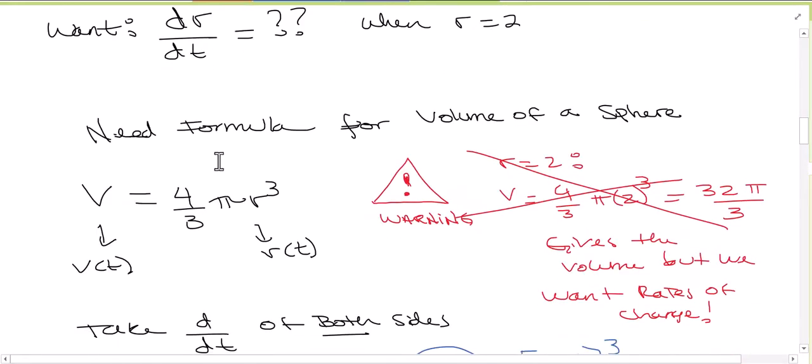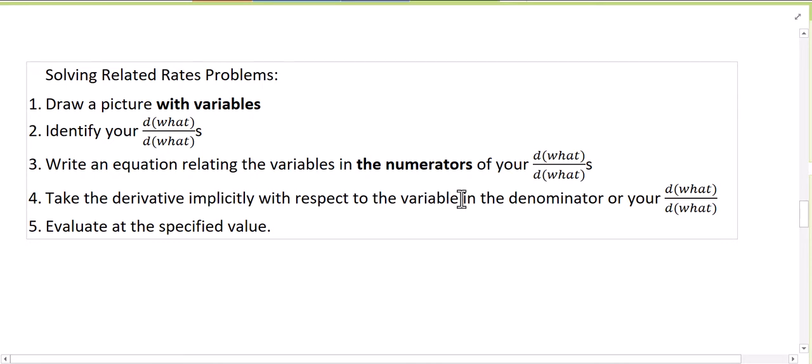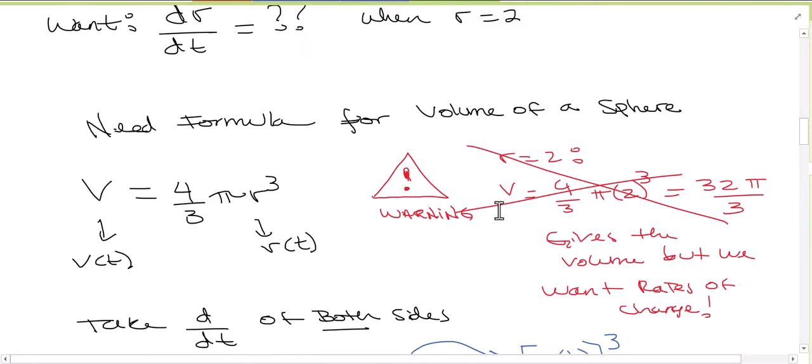So write down that formula and then take the derivative implicitly with respect to the variable in the denominator, so that will be t. So you take it with respect to t, and then you evaluate at the specified value. This is the very last step: plug in the specified value. You don't do it at the beginning, right? And even if you do, ask yourself, did I find a rate of change? No. Back to that problem, if I just put in r equals 2, I get the volume. There's no rate of change here.